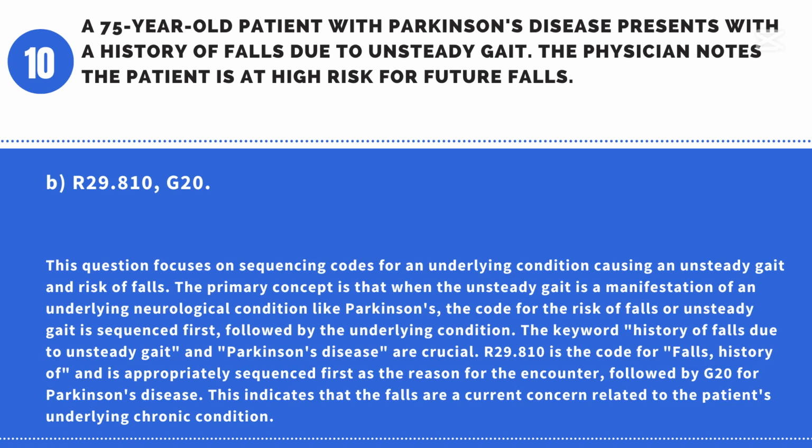Answer: B. R29.810, G20. This question focuses on sequencing codes for an underlying condition causing an unsteady gait and risk of falls. The primary concept is that when the unsteady gait is a manifestation of an underlying neurological condition like Parkinson's, the code for the risk of falls or unsteady gait is sequenced first, followed by the underlying condition. The keyword history of falls due to unsteady gait and Parkinson's disease are crucial. R29.810 is the code for falls, history of, and is appropriately sequenced first as the reason for the encounter, followed by G20 for Parkinson's disease. This indicates that the falls are a current concern related to the patient's underlying chronic condition.